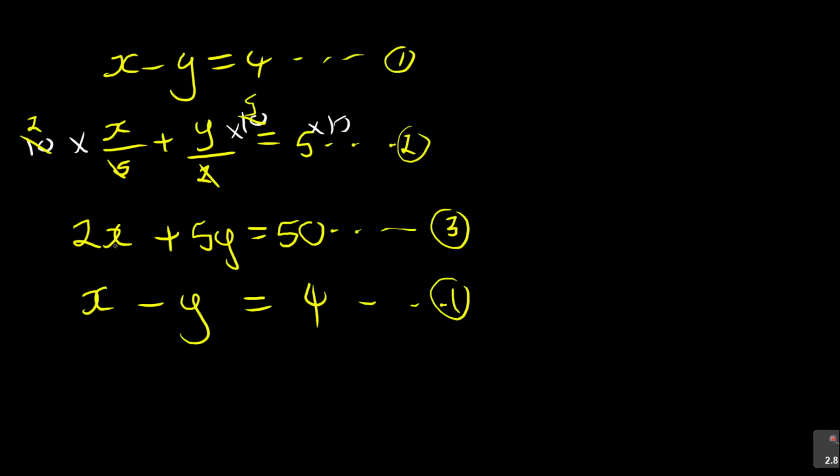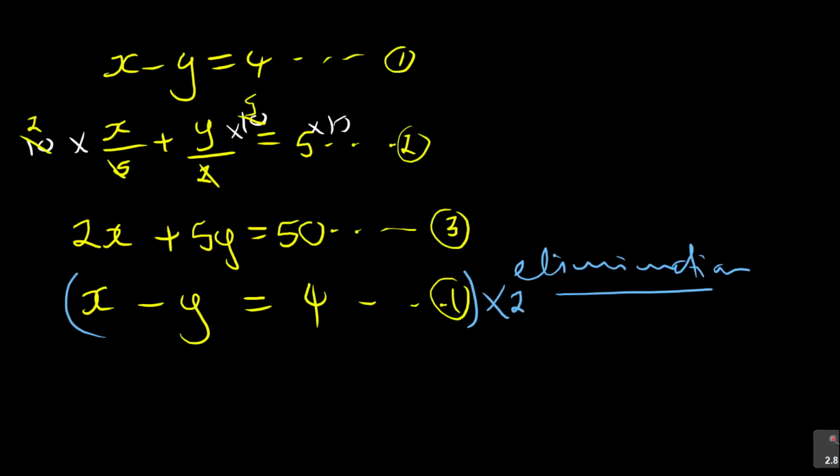Now, as I said, I'm going to use the first method, which is elimination. It's not preferred, but it's fine. So in the elimination method, you look at equation 1, let's eliminate x. So I'm going to multiply by 2. So what does equation 1 become?